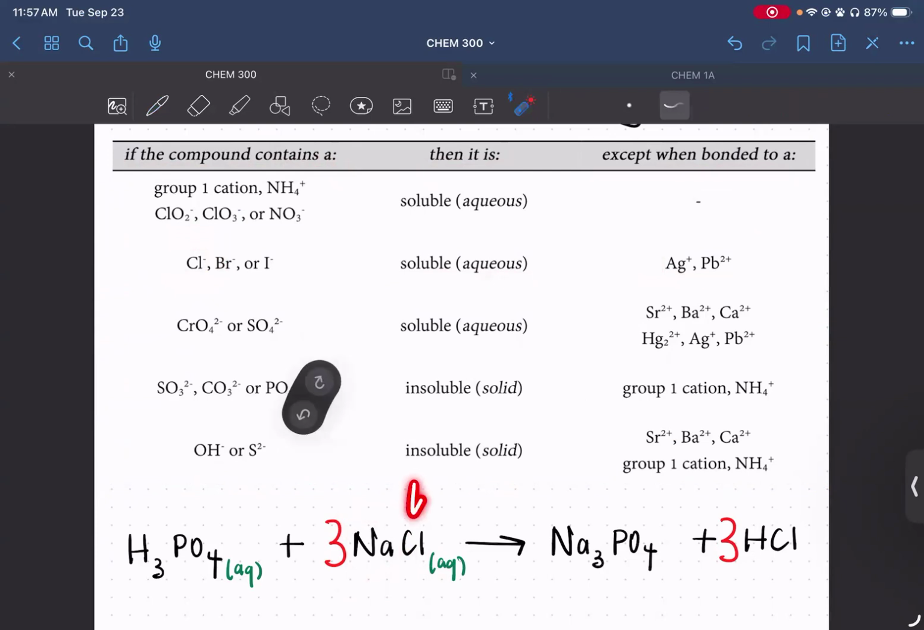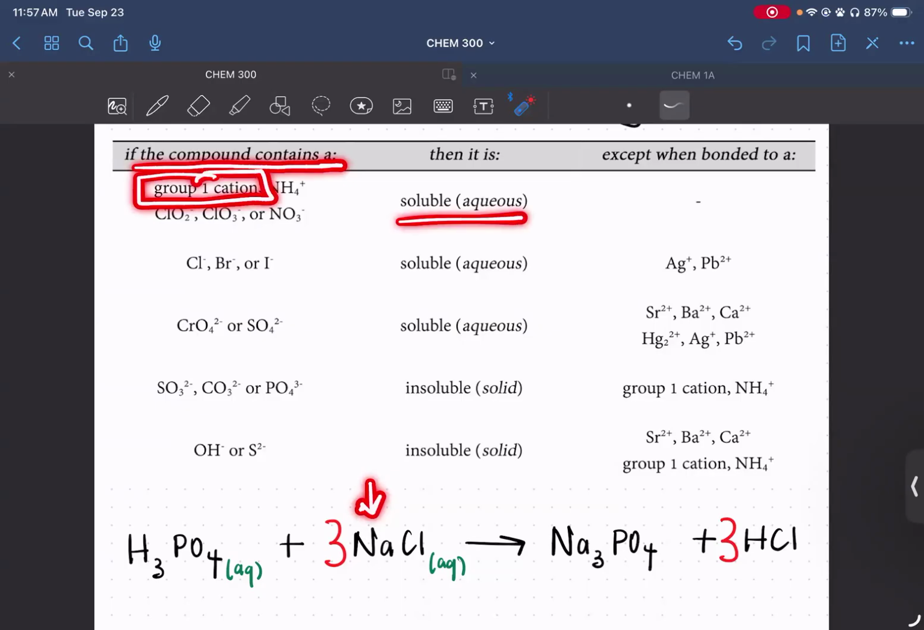Again, that was just one perspective. We used the chlorine. What if we looked at the sodium? Sodium is in group 1. So if the compound contains a group 1 cation, then it is soluble, no exceptions. Two paths lead you to the same destination.